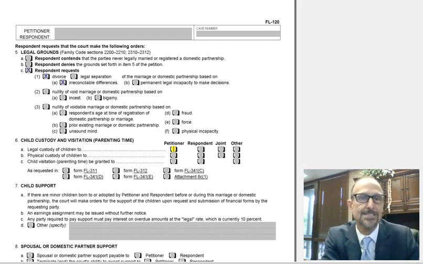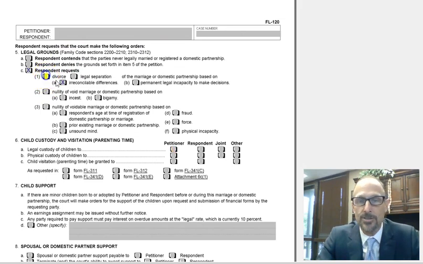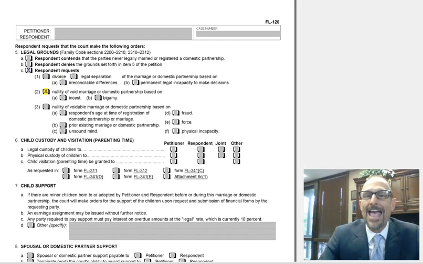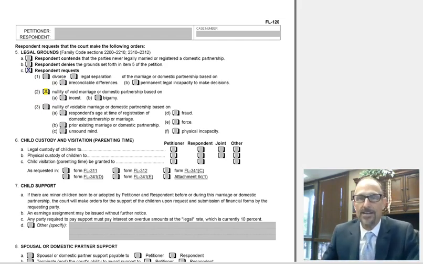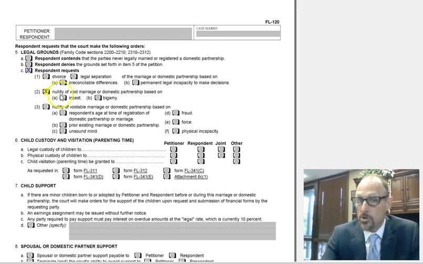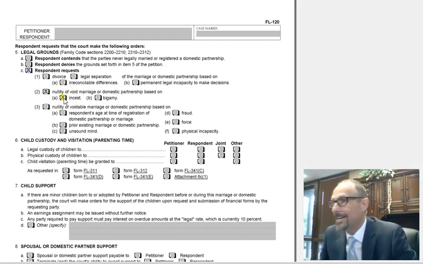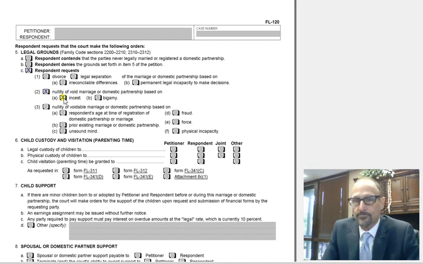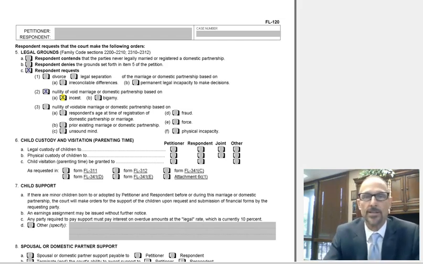Okay, next, if it's a nullity of marriage, you're not going to mark the divorce stuff, obviously. You're going to mark nullity of marriage. And if it's being nullified because you actually found out you were married to somebody that you are related to, that is, if you're related to that person, then that would be incestuous, unless it's a distant relative.